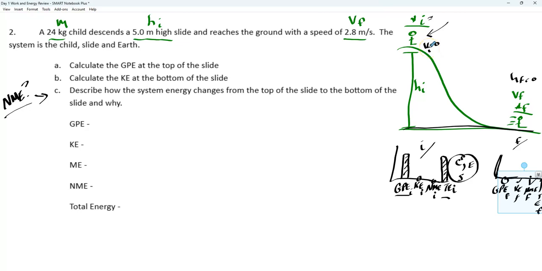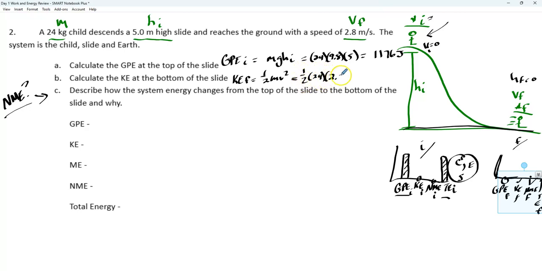Okay, so let's go ahead and do this math. To find the gravitational potential energy at the top, or initial, it's going to be mgh initial. So m is 24, g is 9.8, and the height is 5. If we multiply those three numbers together, you get 1,176, and it's going to be joules because that's what energy is measured in. If we want to figure out the kinetic energy at the bottom, it's 1/2 mv squared. So 1/2, the mass is 24. The velocity is only 2.8. Make sure you square just the velocity. When you do that, 2.8 squared times 24 times 1/2, you'll get something like 94.08 joules.